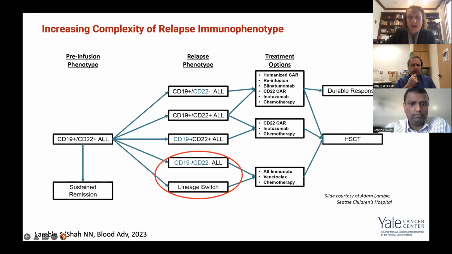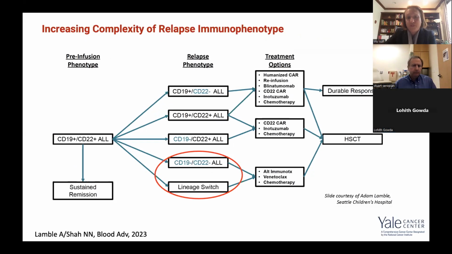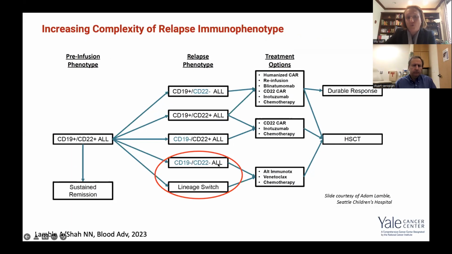And then post-CAR T, there is even more increasing complexity of the relapse immunophenotype. And the most difficult of all groups to deal with is the group that post-CAR T now have both CD19 and CD20-negative ALL, and again, the patients with this lineage switch.